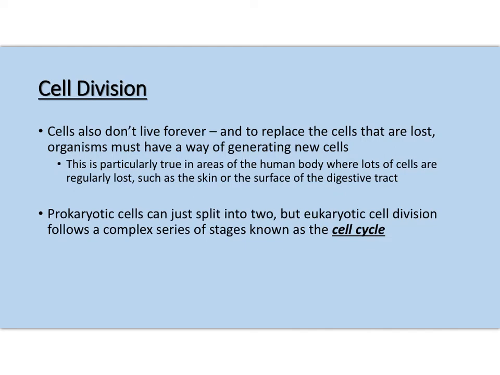Now, prokaryotes, which we'll spend more time on later, they can just split into two. But when we talk about an organism like us, a eukaryote, we need a more complex process of stages to make our cells divide, and that's what we call the cell cycle.